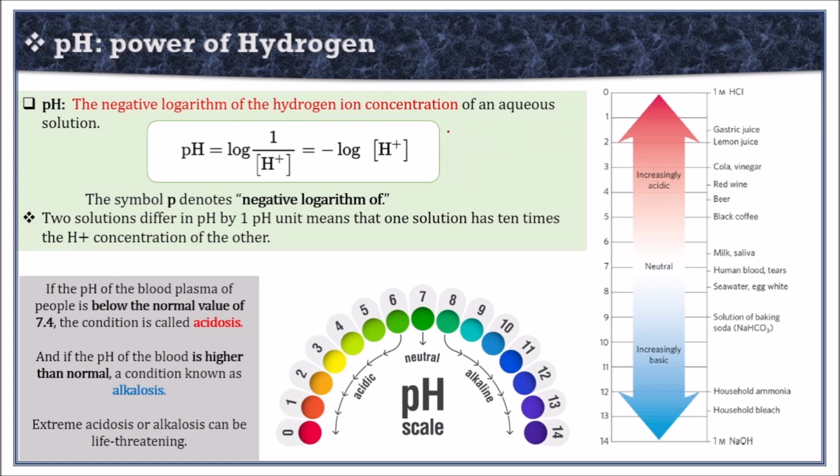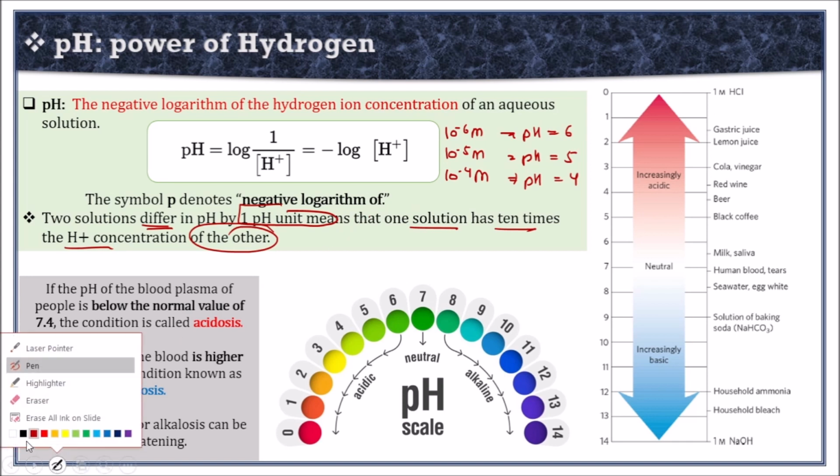Okay. So now we know that for 10 to the power minus 6 molar concentration of H plus, the pH is 6. For 10 to the power minus 5 molar solution, the pH will be 5. For 10 to the power minus 4 molar H plus concentration, the pH will be 4. So by knowing the concentration of H plus in the solution, we can determine its pH. Now the next point says that two solutions differing in pH by 1 pH unit means that one solution has 10 times the H plus concentration of the other.